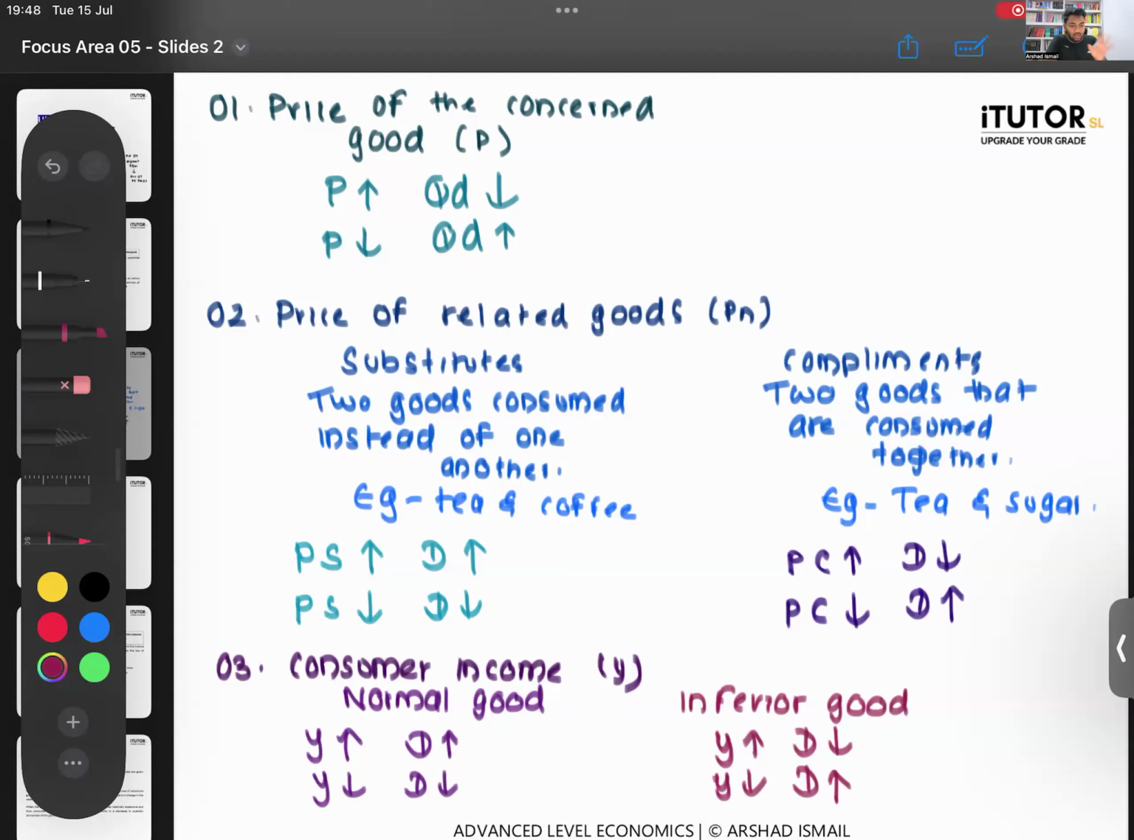So just to repeat, what's a normal good? A normal good is where, Lama, when your income increases, demand will also increase. A positive relationship between income and demand. What's an inferior good? An inferior good is where when income increases, demand will come down. People will buy less of it. That has a negative relationship between income and demand. Okay, so the first 3 done.